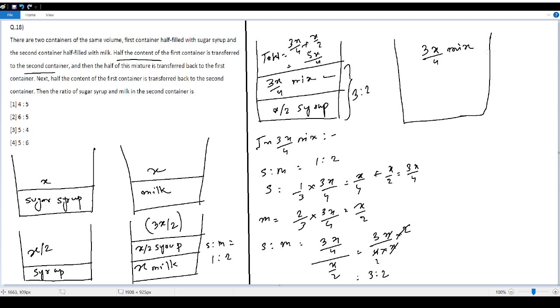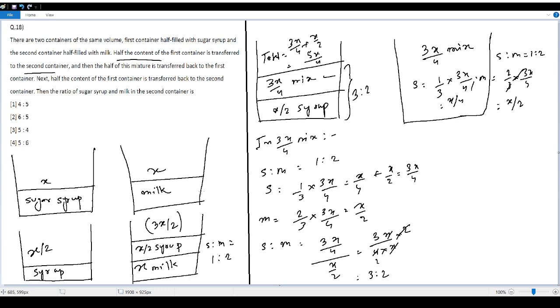In this 3x by 4, what was the syrup to milk ratio? 1 is to 2, yes or no? So what is the amount of syrup over here? 1 by 3 into 3x by 4, that is x by 4. And what is the amount of milk over here? That is 2 by 3 into 3x by 4, that is x by 2. Alright.